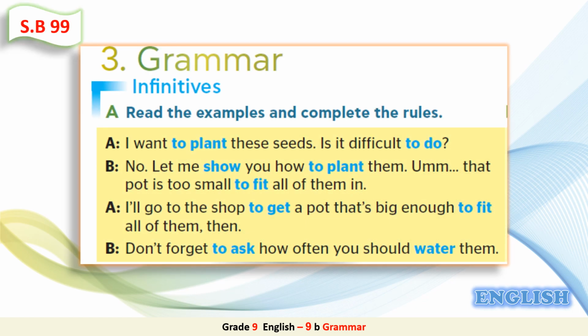Now could you please open your Students' Book, page 99. 3 Grammar. Infinitives. Read the examples and complete the rules. First, let's read these examples. A. I want to plant these seeds. Is it difficult to do? B. No. Let me show you how to plant them. That pot is too small to fit all of them in. I'll go to the shop to get a pot that's big enough to fit all of them then. Don't forget to ask how often you should water them.